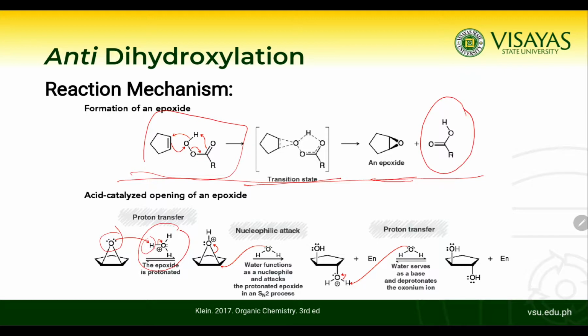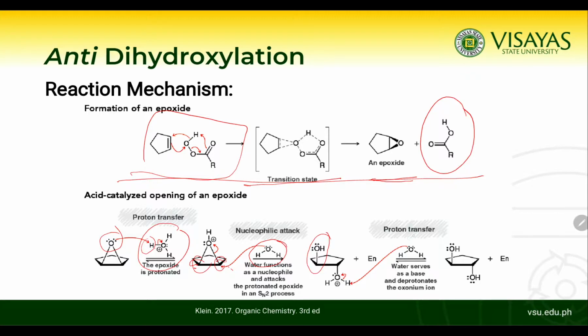In the second step, we have the nucleophilic attack. So we use here water as nucleophile and it attacks the protonated epoxide in an SN2 process. So here our oxygen will bond to this carbon here. It could be either carbon, they are equivalent in this case. So in that case, the epoxide opens, no? So we now have here the OH bonded on the top face in this case, and the water bonded on the bottom face. Okay, this is anti-dihydroxylation, so the two hydroxyl groups should be on opposite faces.